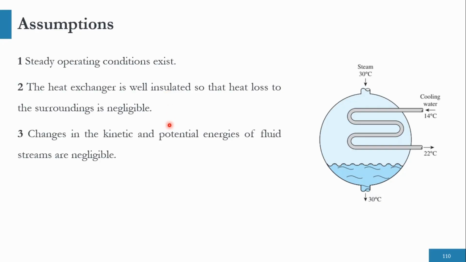Number 3 is that the changes in kinetic and potential energies of the fluid streams are negligible. There is no fouling in the heat exchanger and fluid properties remain constant throughout this system. So these are the 5 well-defined assumptions which we will take, and these assumptions will help us in simplifying our problem statement.